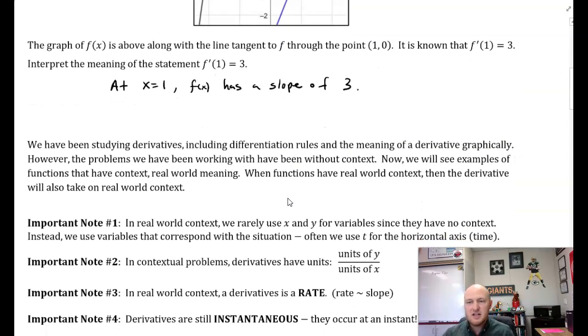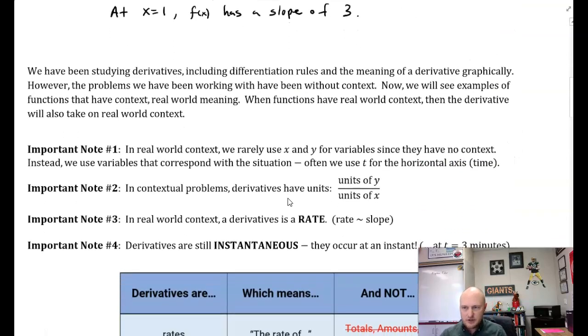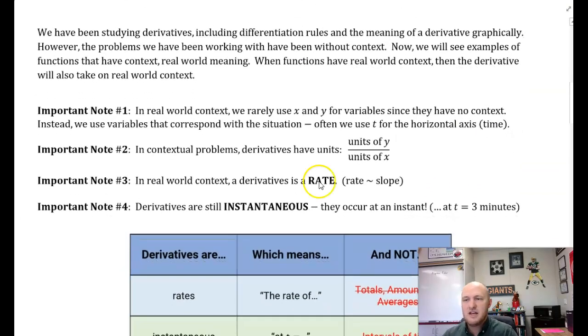So we've been studying these derivatives, including different differentiation rules and the meaning of a derivative graphically. However, we have always been working without context. We've been looking at just a table of values or a graph or a function in symbolic form. But now we're going to apply that to real-world meaning. And these functions have real-world context. So the derivative is also going to be interpreted and used in that real-world context.